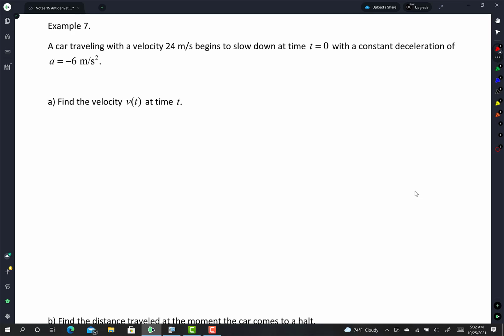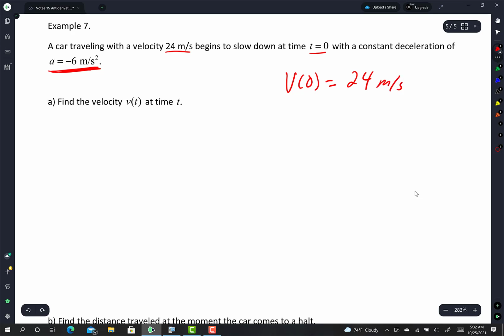It says a car traveling with a velocity of 24 meters per second begins to slow down at time t equals 0 with a constant deceleration of a equals -6 meters per second per second. Find the velocity v of t at time t. Okay, so they tell me what the velocity is at time 0, guys. So velocity at 0 is 24 meters per second.